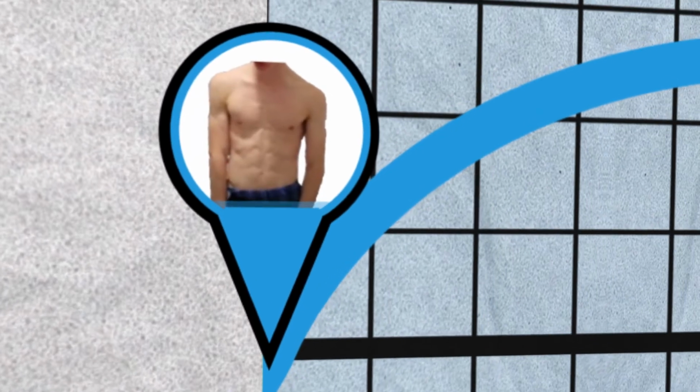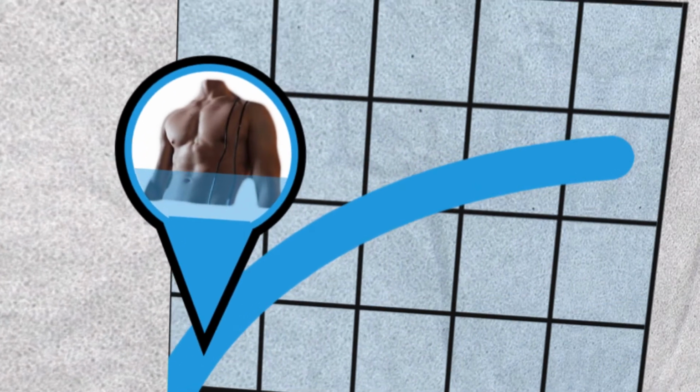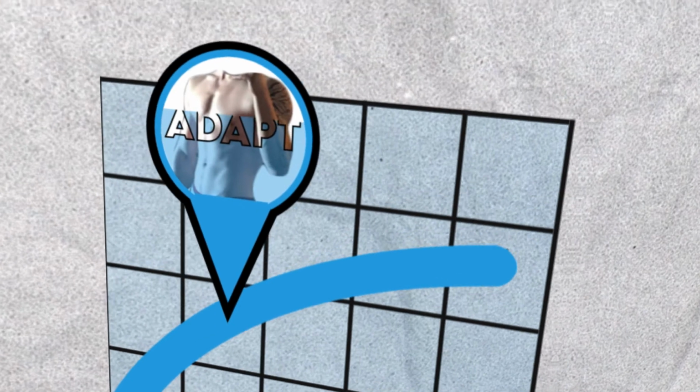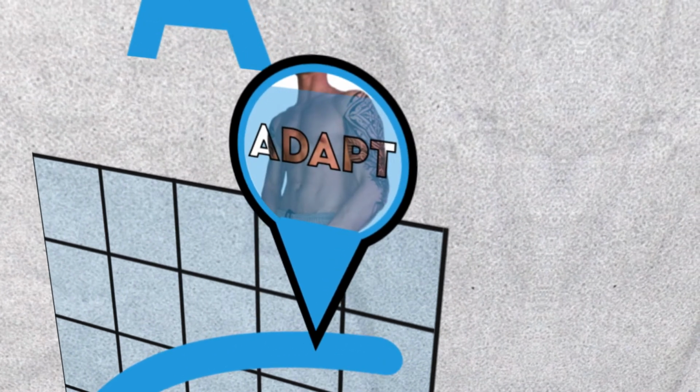Finally, you enter the adaptation phase. During this section of the curve, your body adapts to the demands you've placed on it. You've become better able to handle the stimulus you've encountered.